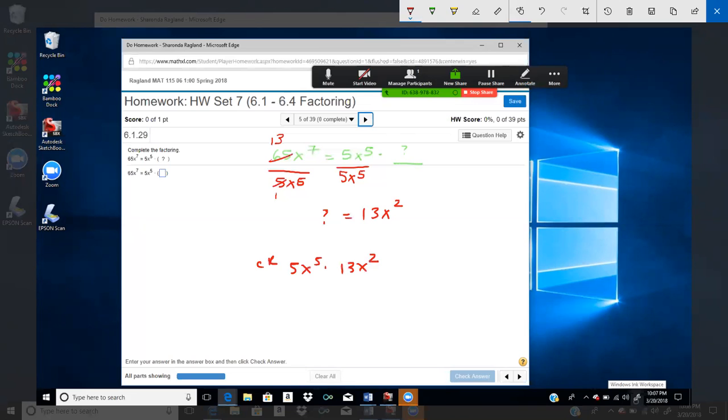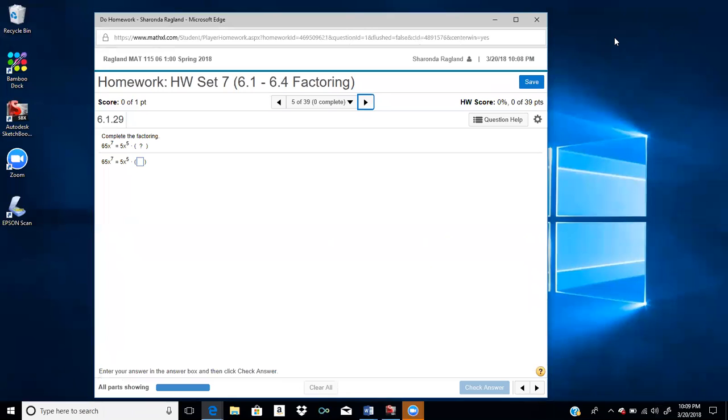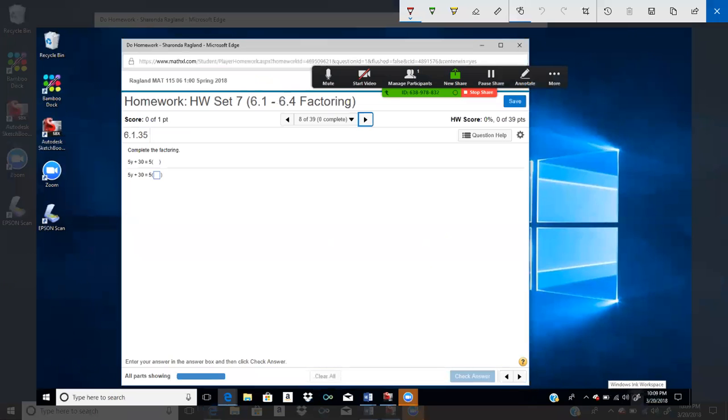And you can pull out a negative. So let's go into an actual problem. If we have the problem 5y plus 30, and we have to factor by finding the GCF, what do they have in common? What is the GCF? Good. The GCF is 5. I'm going to factor out the 5.